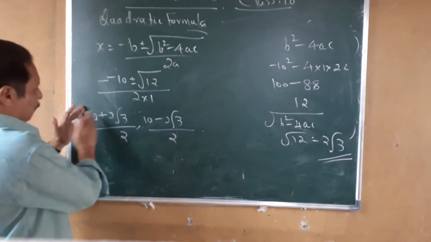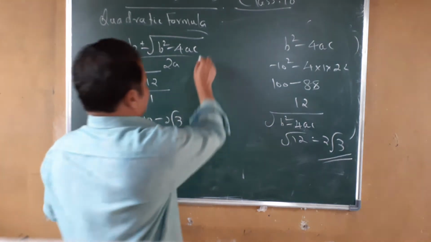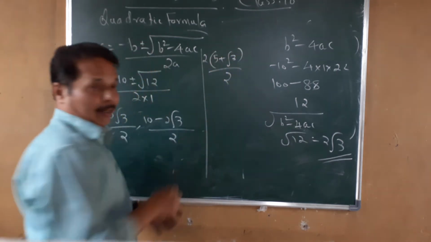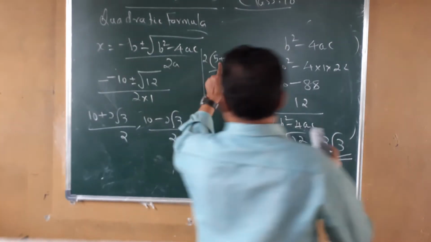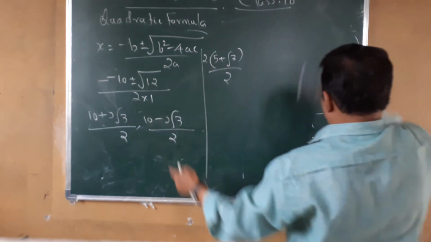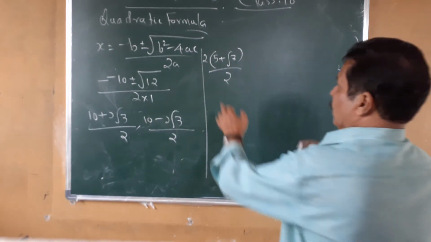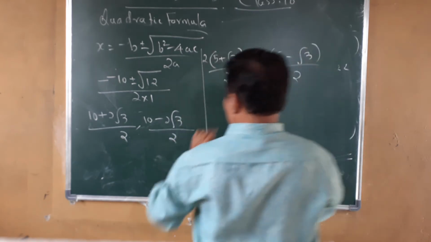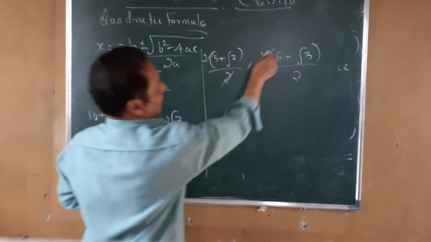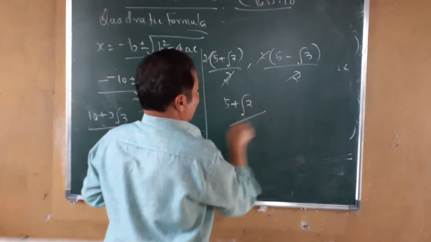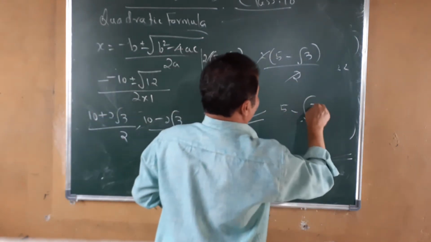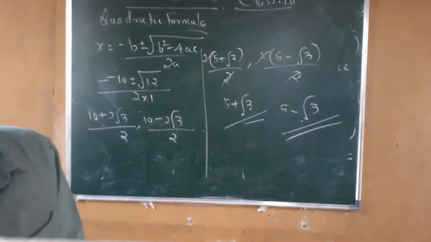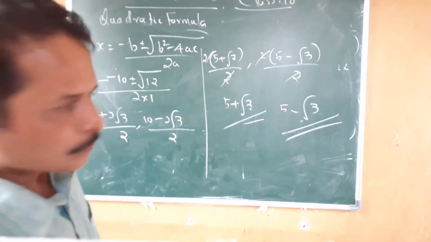Then from 2 and 10, 2 is taken out as a common factor: 2 plus 5 root 3 divided by 2. 2 into 5 is 10, 2 into root 3 is 2 root 3. Is it over? Next, 2 into 5 minus root 3 by 2. This is the second value. Here 2 cancels and the final answer is 5 plus root 3, and the other one 5 minus root 3. So the roots are 5 plus root 3, then 5 minus root 3. Is it over?